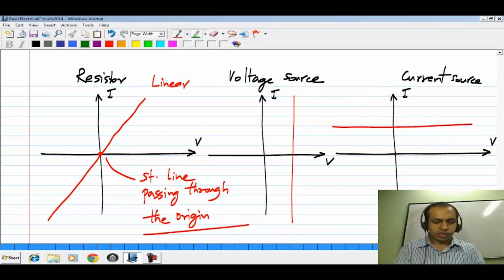Okay. So that's why I also said if the voltage source happens to be zero valued, the characteristic would be this, which passes through the origin. And similarly, if the current source is zero valued, the characteristic would be this, which passes through the origin. Okay. So otherwise, they are not linear.